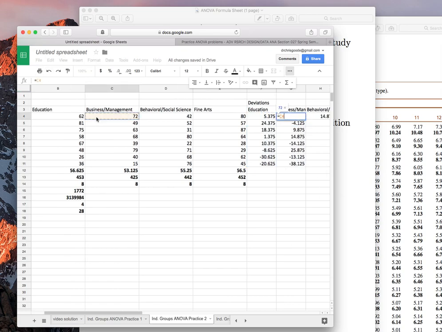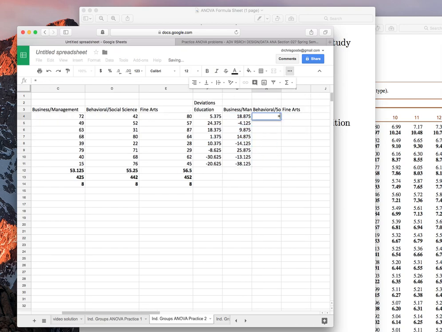So then business management minus business management mean. And behavioral studies is behavioral social science minus the behavioral social science mean. And we'll do the same thing for fine arts. It's a fine arts score minus the fine arts mean. Aren't you glad you're doing this in Excel and not using your calculator? That would be tedious, and these numbers are very large. But if you want to watch me do it using my calculator, see this other video on my YouTube page.